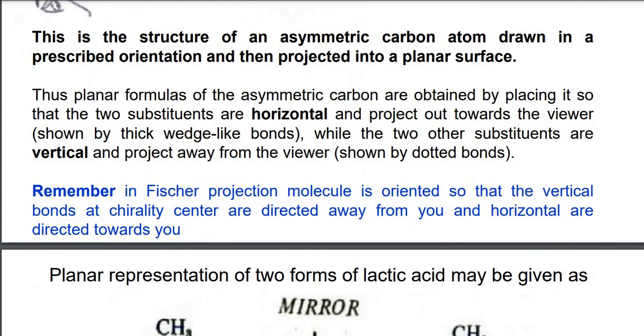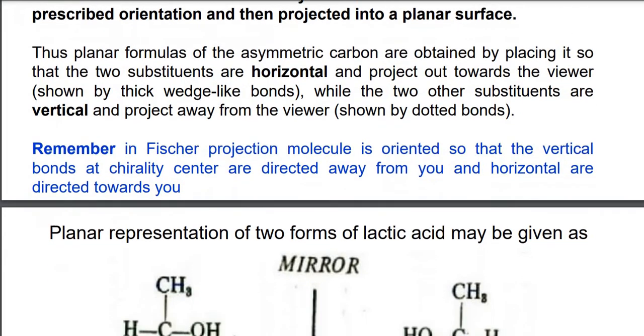The planar formula of the asymmetric carbon is obtained by placing it so that two substituents are horizontal and project out towards the viewer, shown by the thick wedge-like bond, while the two other substituents are vertical and project away from the viewer, shown by the dotted line.